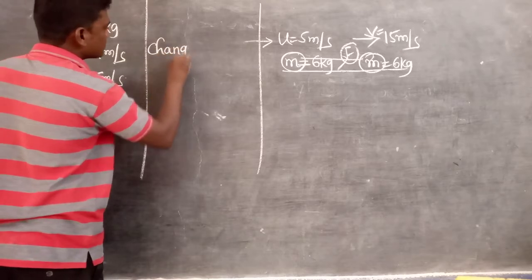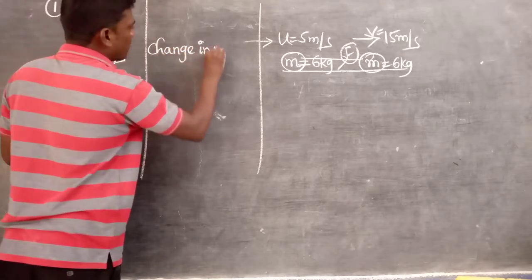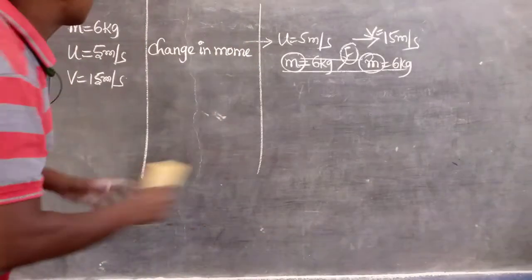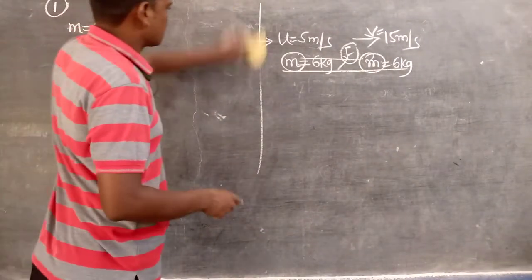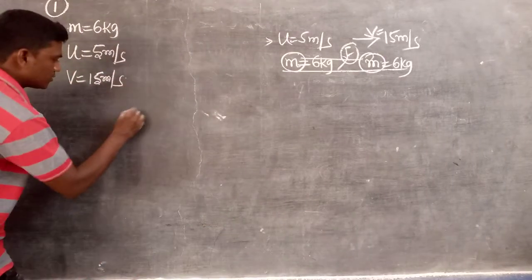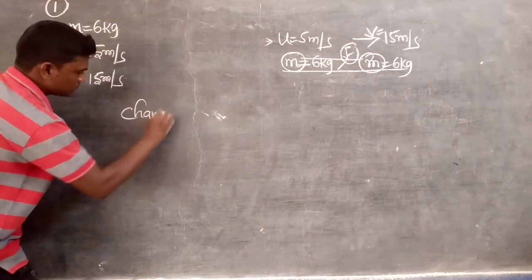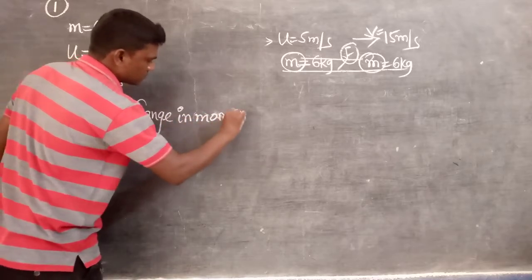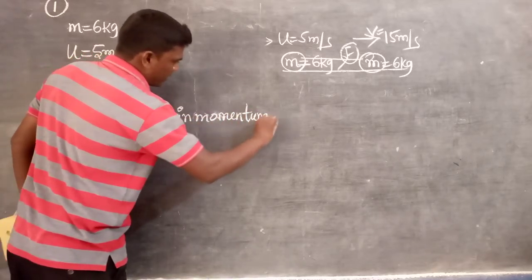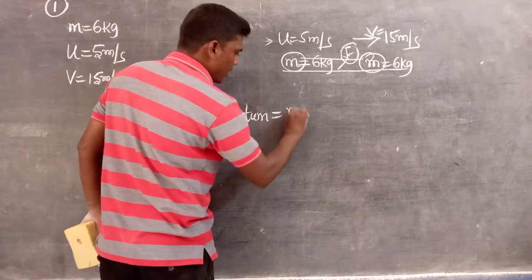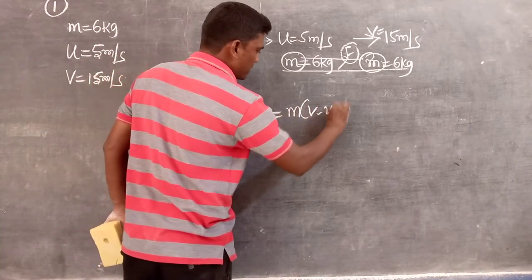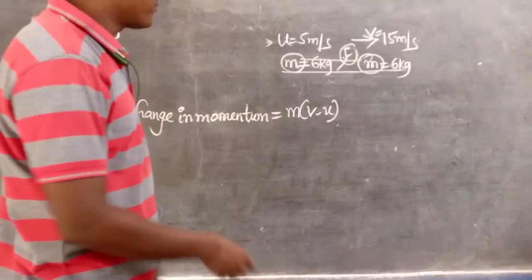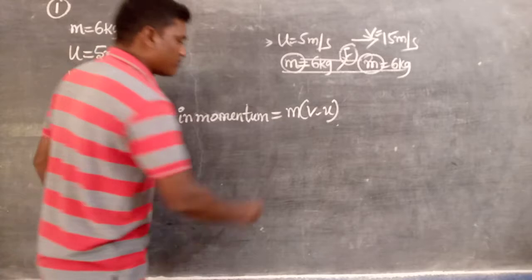Change in momentum is equal to m of v minus u. That is the formula: mv minus mu, or m of v minus u. We can use any one of the formulas.